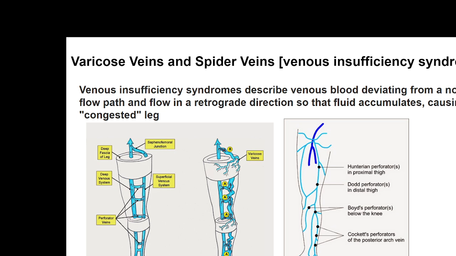Or the other way, it could be due to an abnormality of the perforating veins, the perforating valves. The valves which keep the blood flow unidirectional from the superficial venous system to the deeper venous system, if they get somewhat defective, then there could be a reverse blood flow from the deep vein into the superficial venous system, and that can produce varicosities.